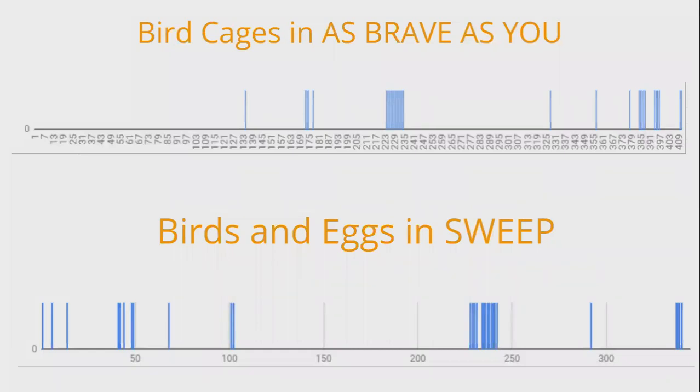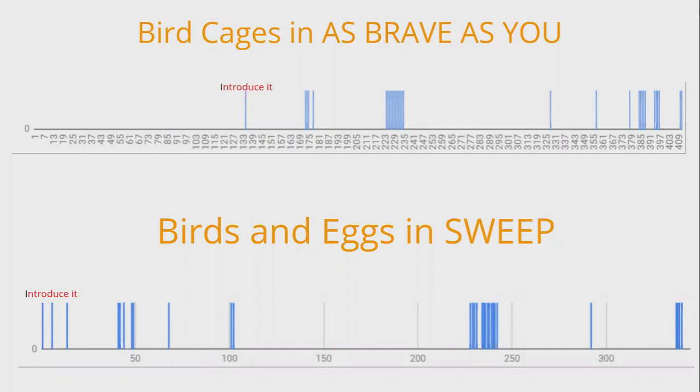The object, the symbolic object. And you'll notice that there are some similarities here and some differences. So let's take a look at what we can learn from this graph that I made of the data. So here we have introduce it. And you'll notice that in Sweep, they introduce the symbol on page 1, but in As Brave as You, they don't introduce it until almost a third of the way through the book.